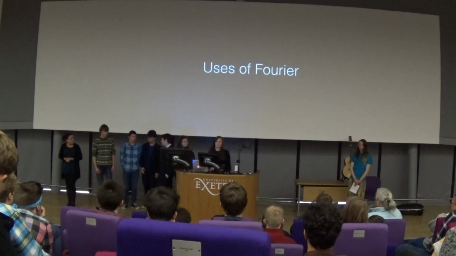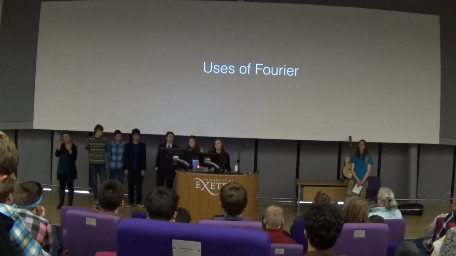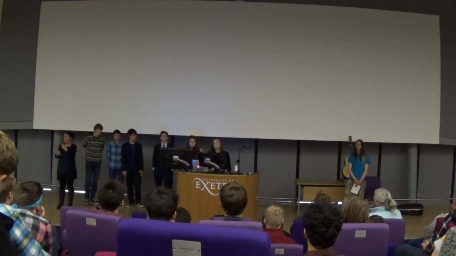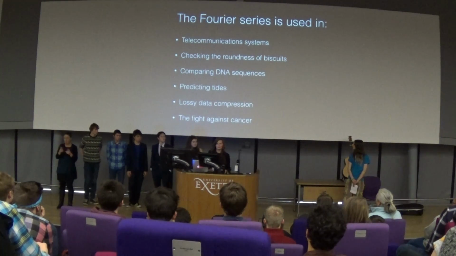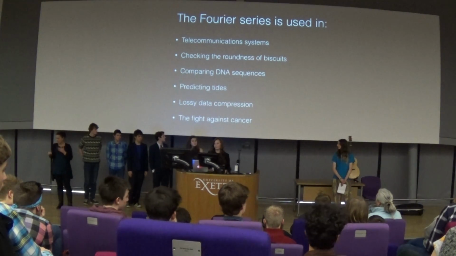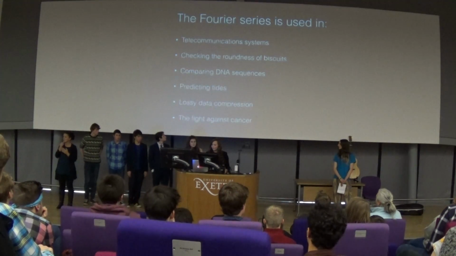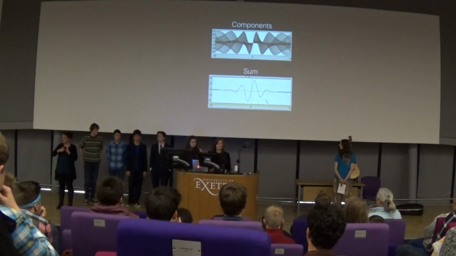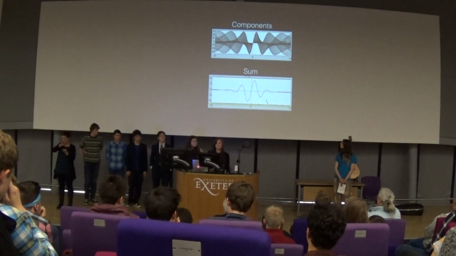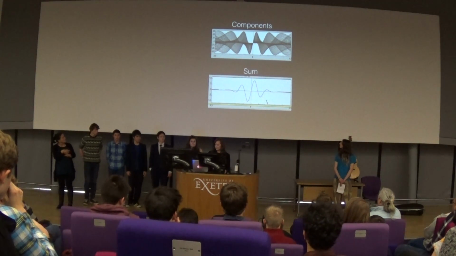The Fourier series can be used in many ways, from checking the roundness of biscuits on a production line to predicting time. But one of the most important uses of it is its ability to make lossy data compression possible. Lossy compression is a way of reducing a file by permanently eliminating certain information. For example, using the Fourier series, we can convert an audio signal into a sum of lots of different waves, and then back again. But in the process, we can delete the parts that won't be noticed.